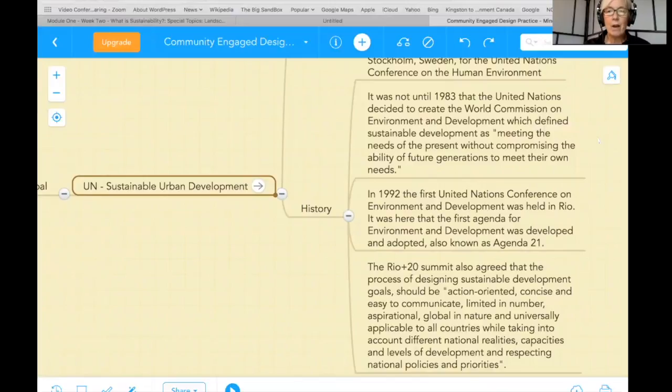So interesting, your assignment for this second week is to each develop your definition of sustainable development or sustainable design. There's an example of one.